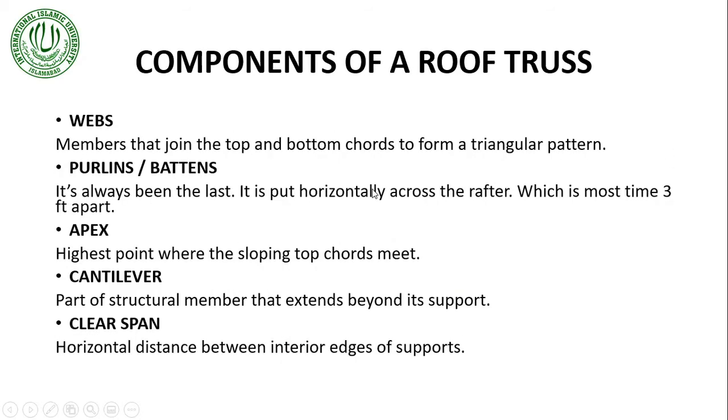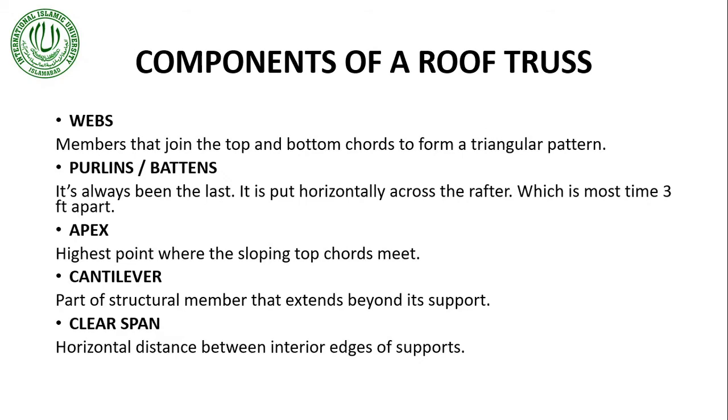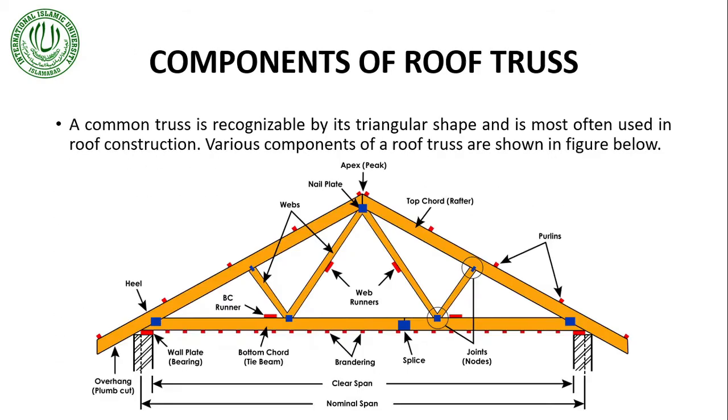The next is the apex. Yes, this is the highest point where the sloping top chords meet. This point is the apex, the highest point where these two rafters meet. Cantilever is the part of a structural member that extends beyond its support. It is also called overhang. So this is the cantilever, this part, because it is extending a little bit beyond its support. So this is the support and this is the cantilever.